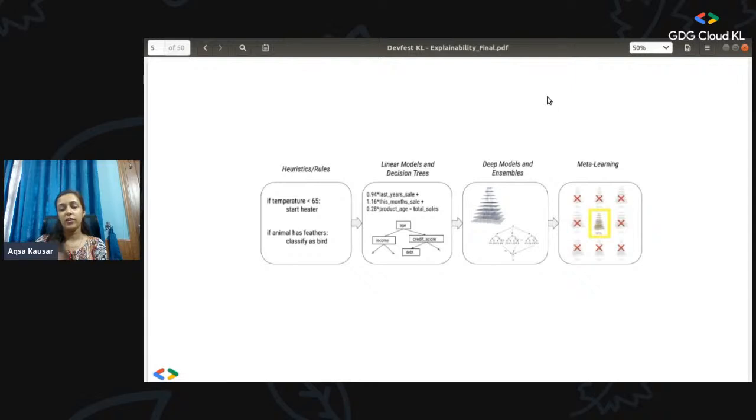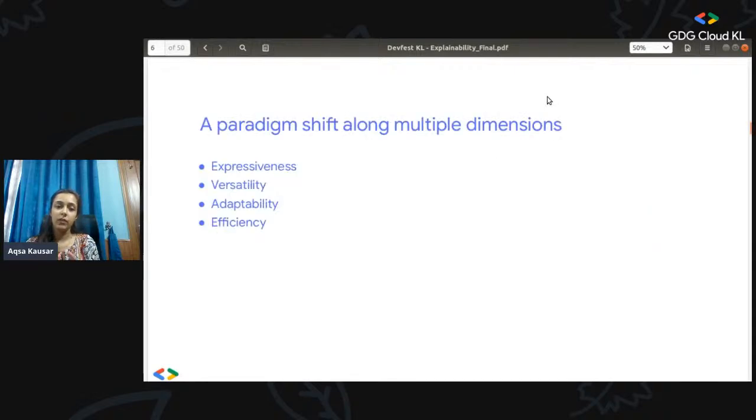But with this progression, with this greater non-linearity and complexity, we have also seen that the models have become increasingly opaque, and it has become harder to understand why the models are making the predictions that they are making. At the same time, the models have become more expressive, which means we can now deal with a greater variety of domains. So we have forecasting, we have autonomous driving.